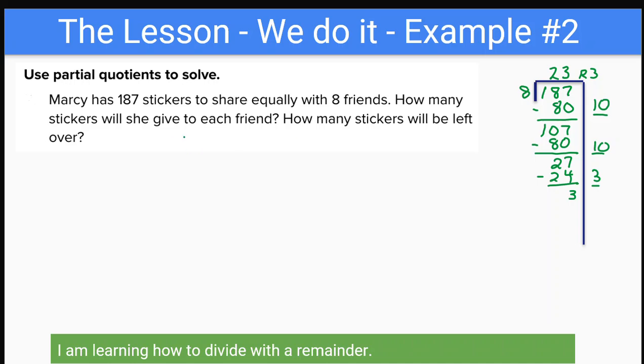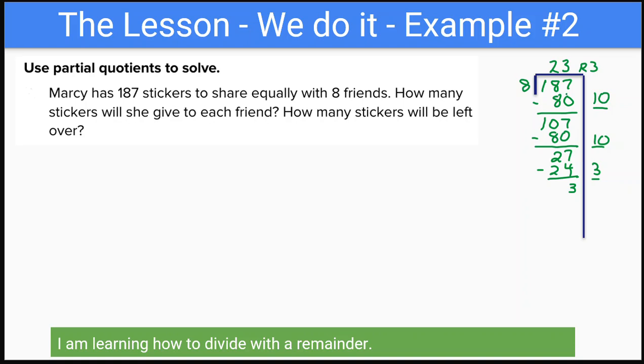Now the question was this: how many stickers will she give to each friend? Well, she's going to give each friend 23. How many stickers will be left over? 3 will be left over. She can keep them, right? Or maybe she can give them to you. Kids, you're learning how to divide with a remainder.